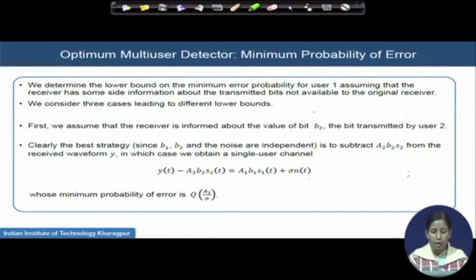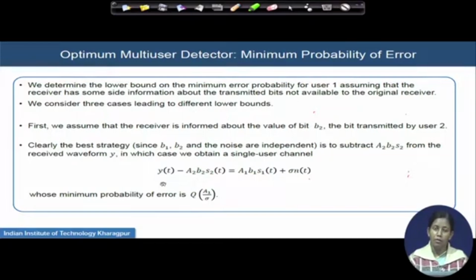We assume that the receiver has some side information now, otherwise computation of the lower bound is not feasible. This side information is related to the transmitted bits, but not available to the original receiver. So we will consider 3 different situations to calculate these different lower bounds.